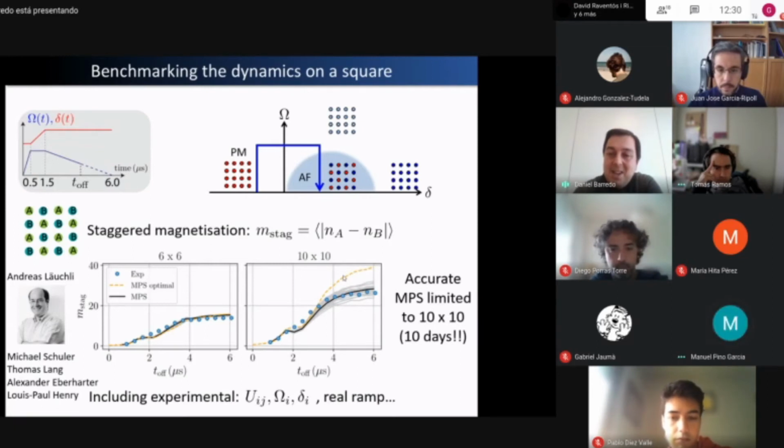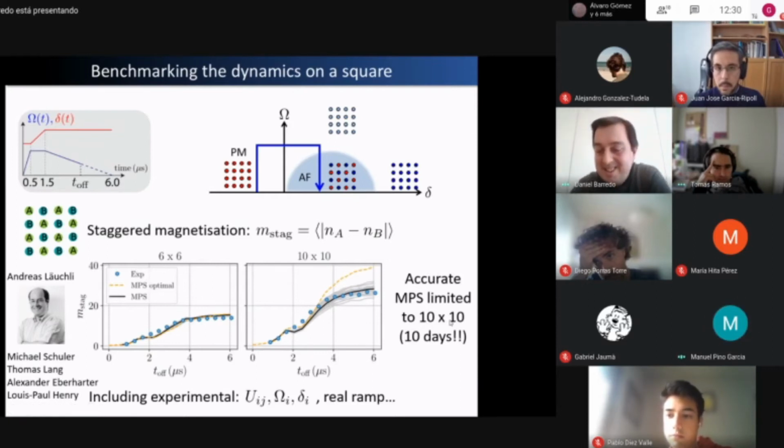Another important thing to say is also that we are reaching the point where numerical simulations are very challenging, because already to get the results that are illustrated in this graph, it takes 10 days of MPS simulations. Can I ask one question?